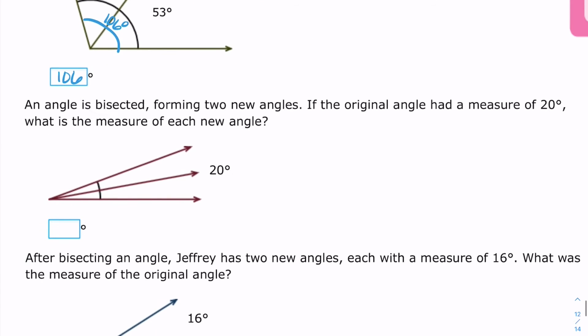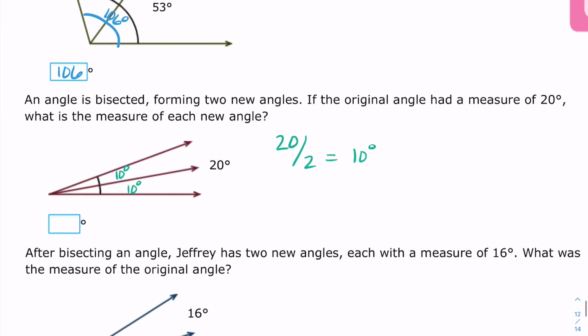All right, so now this is working backwards. Let's say you do have 20 degrees. What is left over? It says an angle is bisected, forming two new angles. If the original angle had been a measure of 20, what is each one now? Well, so we're going to do 20 divided by 2, which is 10 degrees. So each one of these is 10 and 10 because they're congruent. So the answer to this is 10 degrees.